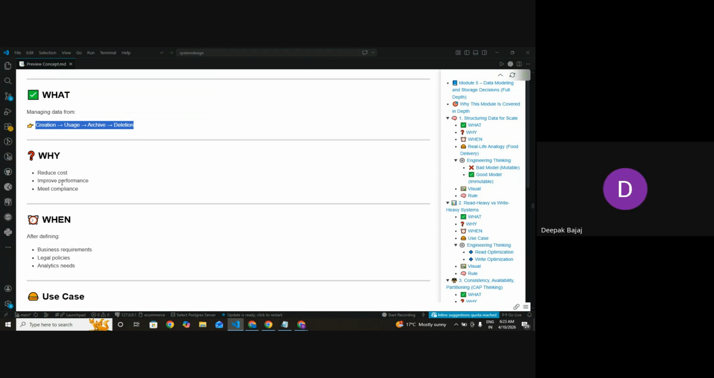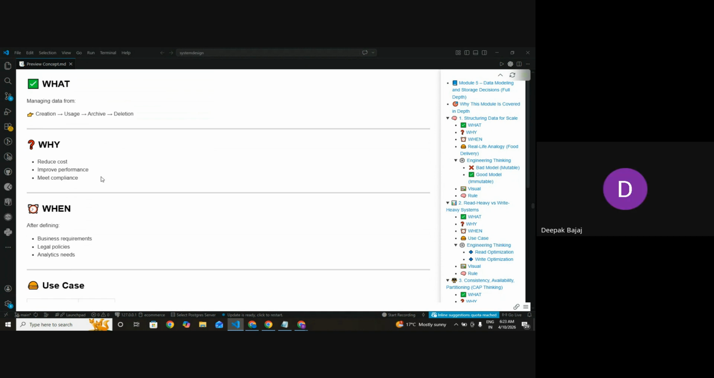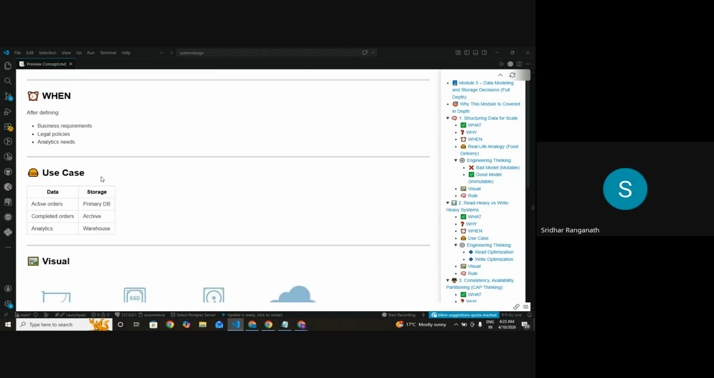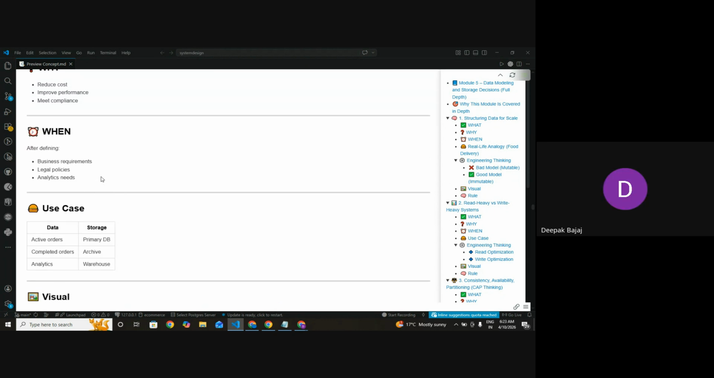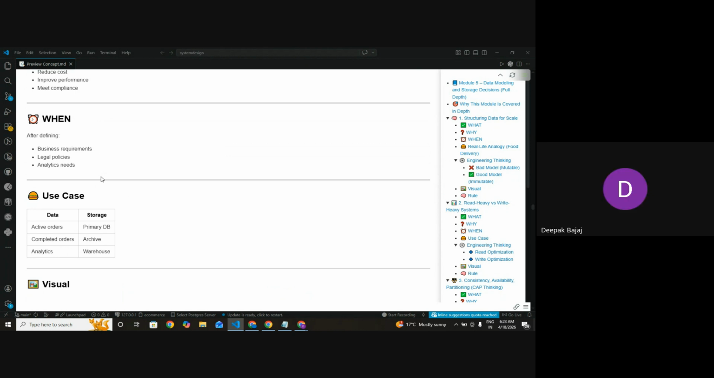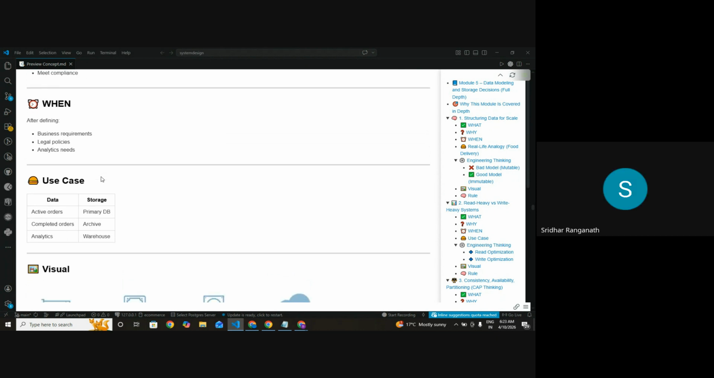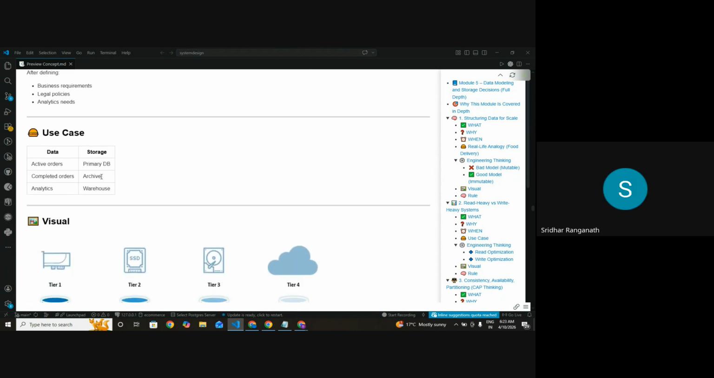So reduce cost, improve performance, meet compliance, because this is for compliance. If you know that, then you can do that. After defining the business requirement, legal policies, analytical needs: active orders in the primary DB, completed orders over to the archive, then the analytics warehouse.